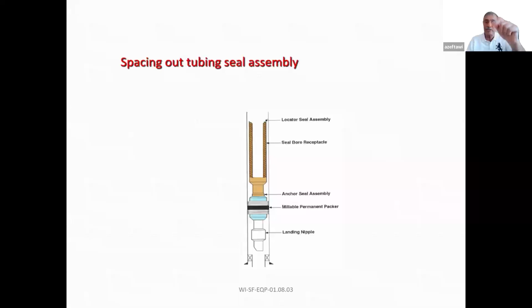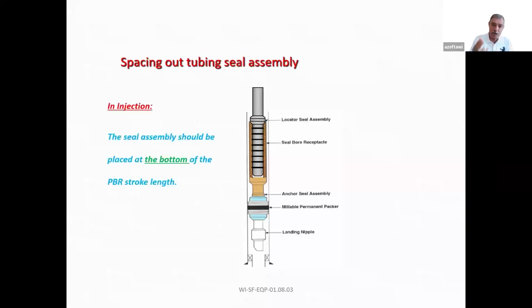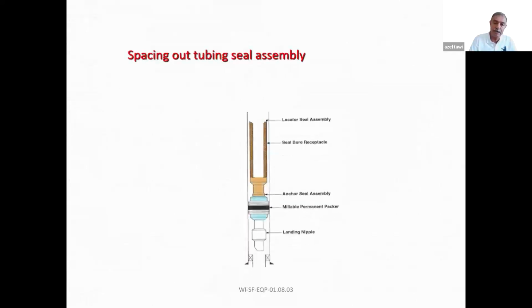And now let us run the tubing seal assembly. Now the tubing seal assembly, you see, we run it all the way down to the bottom of the stroke. So is this well producing or injecting? This well is injecting. In injecting, we put it to the bottom, because when you inject water, the tubing will shrink. It will go up, but still within, it doesn't pop out. But here, in the other example, let us run the tubing assembly. We run it to the middle of the stroke. So this well, definitely it is production.